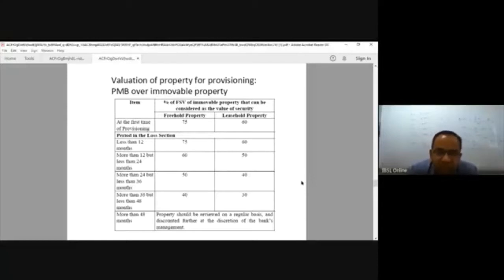Okay, any questions here? Any questions on considering the property value in making provisions? Anything you didn't understand?